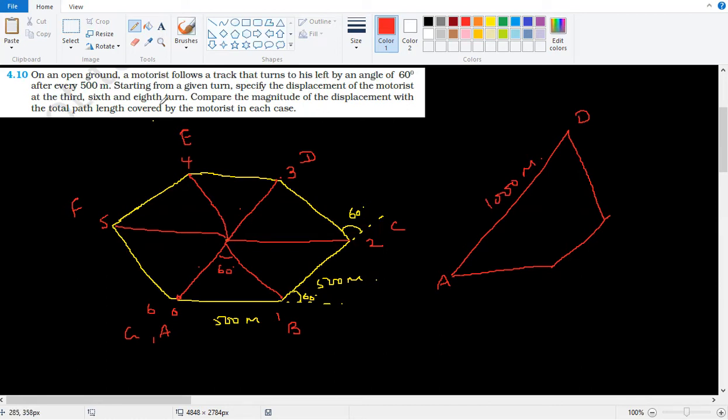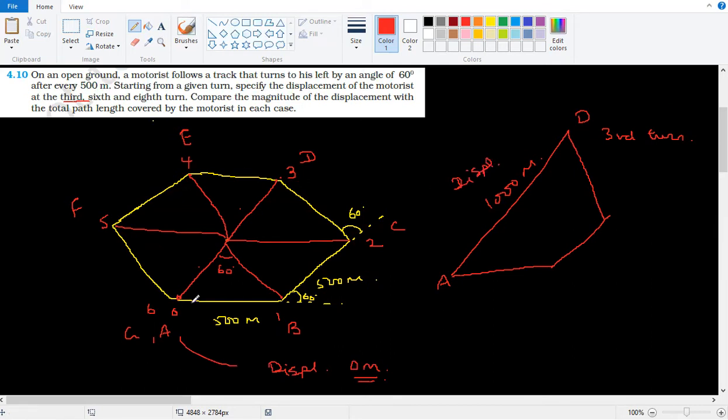So that's the first, or the third one. Okay, third turn. Since they have called it first, second, third, I named it as 1, 2, 3. If you want ABCD, you can name it as ABCD. Doesn't matter. Sixth turn means you are coming back to the same point, which means the displacement here will be 0. Because you started at one point and then you are coming back to the same point. So that means the displacement is 0 meters. Here the displacement is 1000 meters.